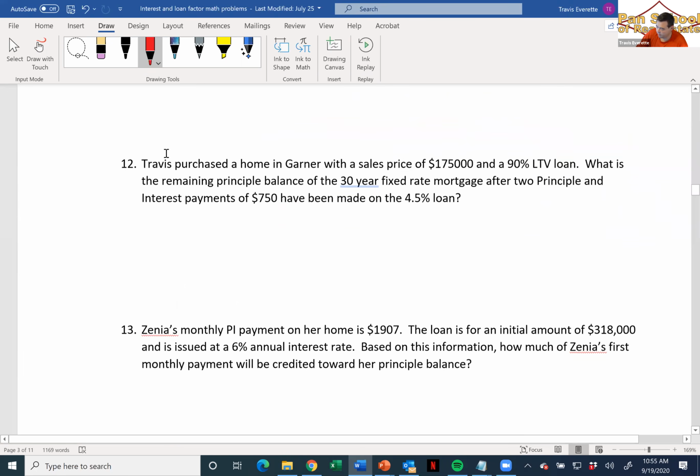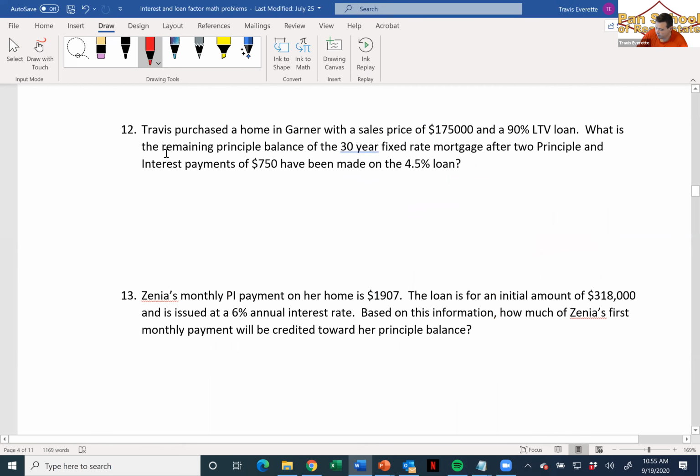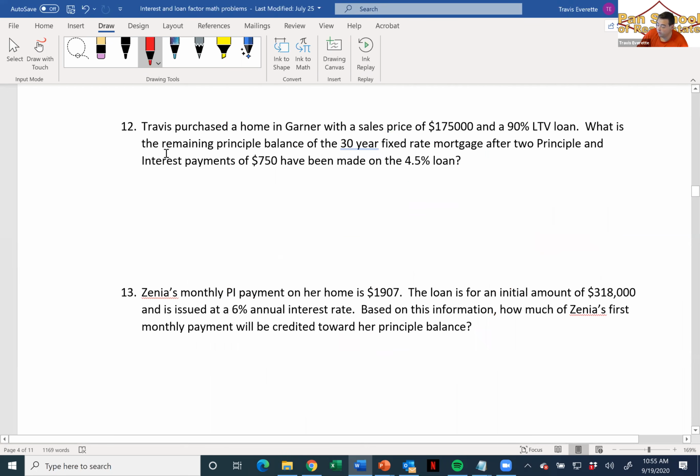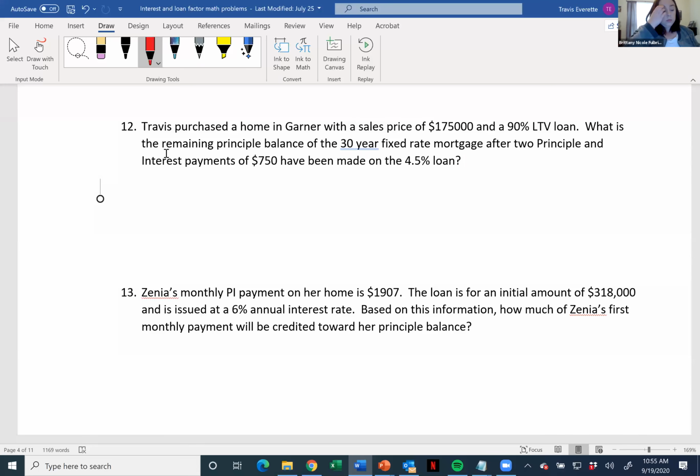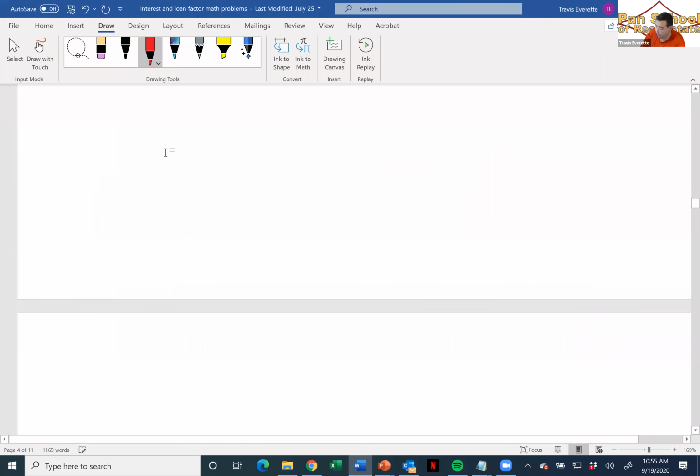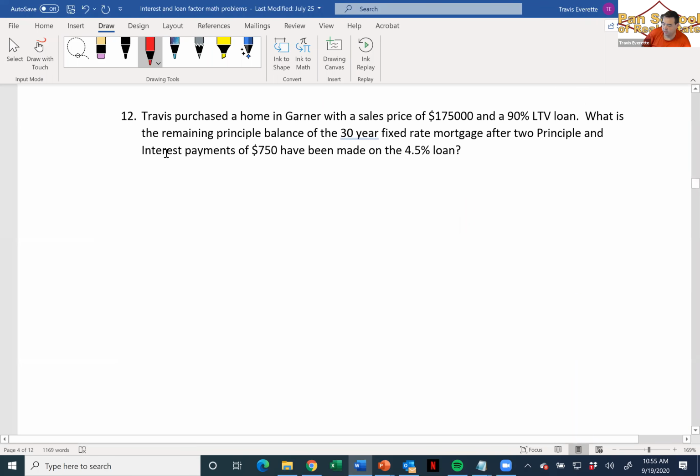All right. Number 12 is, we'll do number 12 because this is a good example of a test question. It kind of ties everything we've talked about together in one package. So it makes it a good one to talk about in that regard.